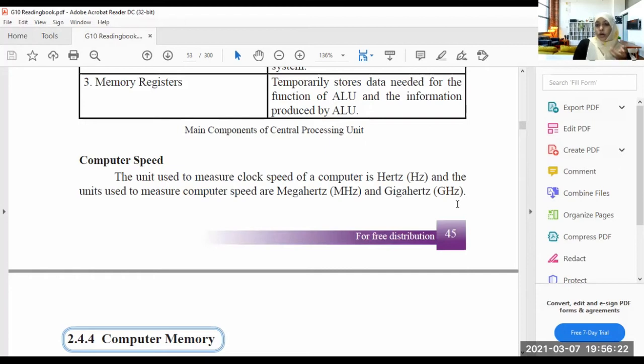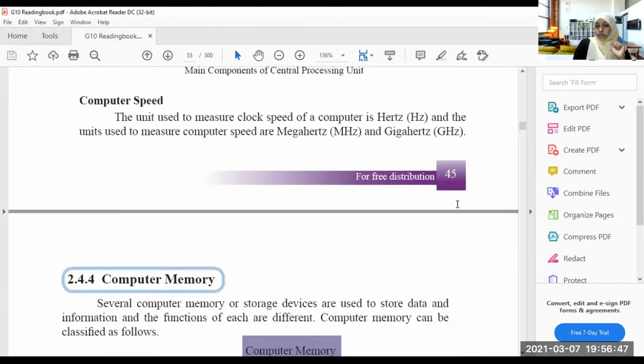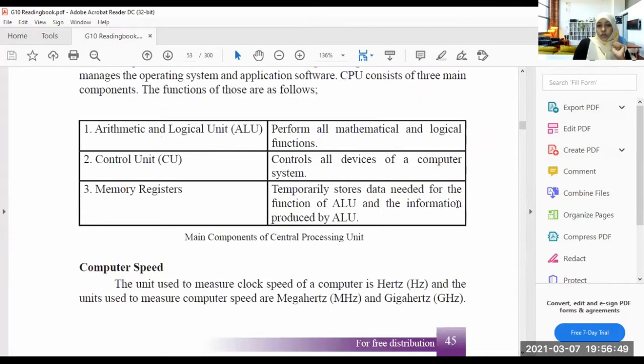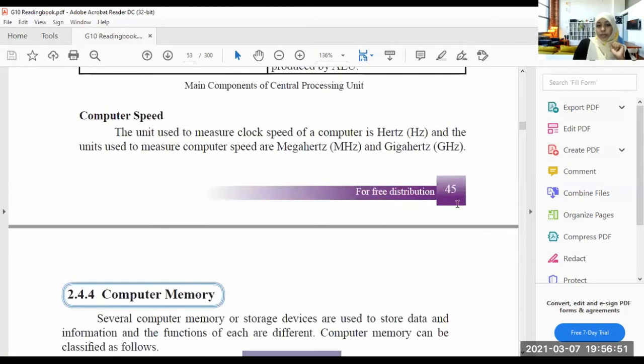For example, when you are measuring a liquid, water or oil or whatever, you measure with the unit of liter and milliliter, right? When you are measuring the weight of a thing, you measure it with gram or kilogram. Likewise, when we measure the speed of the computer, we use megahertz and gigahertz, right? Okay. So that's it about the CPU.